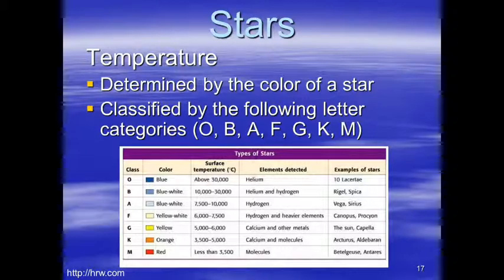Another thing. Anyone know what our star is? It's red. What is our star? How do you know what our star is? Oh, look right there. It's letter G. It has a surface temperature of 5,000 to 6,000 degrees Celsius. It's pretty hot. It says it's the sun.